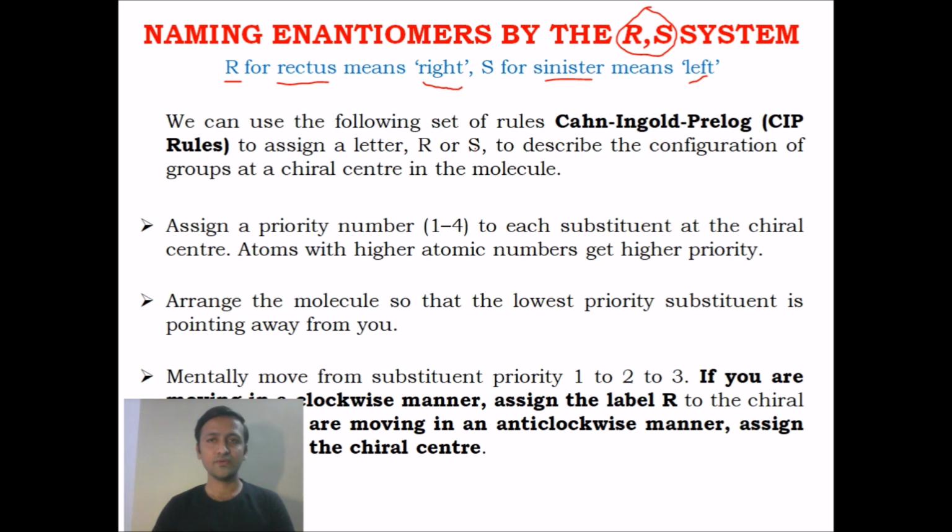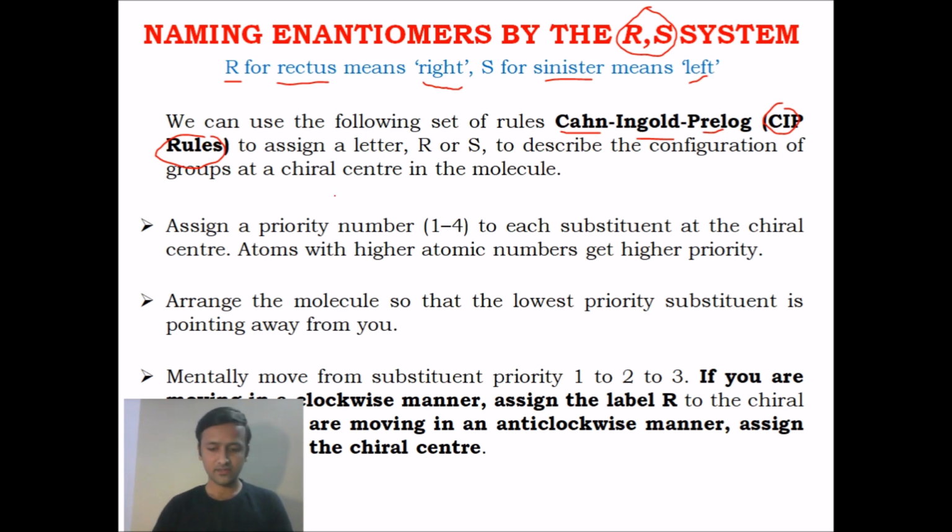To give R and S notations or nomenclature, a set of rules has to be followed, and those rules were given by three scientists: Cahn, Ingold, and Prelog. So you can call those rules the CIP rules also. You should know the CIP rules before going for R and S nomenclature.